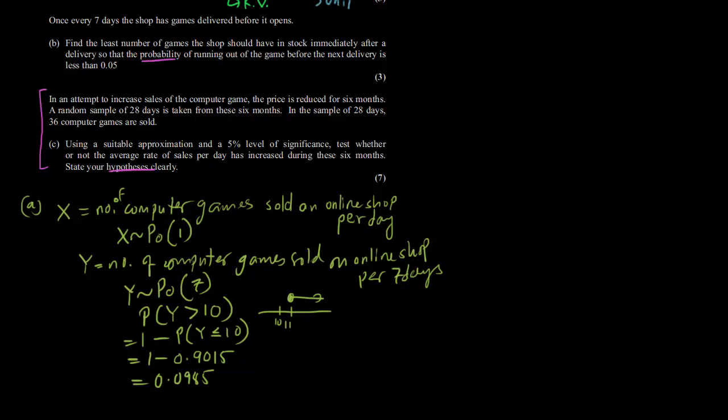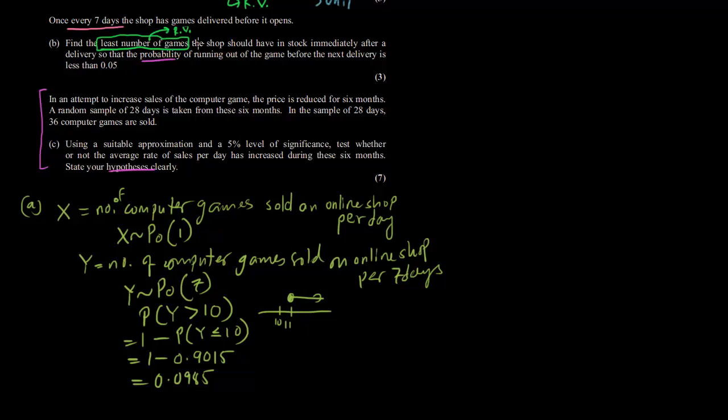Now question number B. Pay attention because this is quite irregular. Once every 7 days, the shop has games delivered before it opens. Find the least number of games. We know that number of games is the random variable. They're talking about the least number of games. So they're talking about a random variable, but they're not talking about finding the random variable. They're talking about finding the least number. So what do they mean by that?